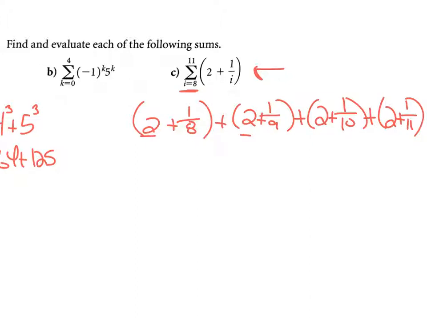I can add the 2's very easily. That's 4 2's, that's 8. I'll probably take these fractions, just punch them in my calculator and add them up. And I'm doing that, and golly, this is what I'm getting, 1691 over 3960.